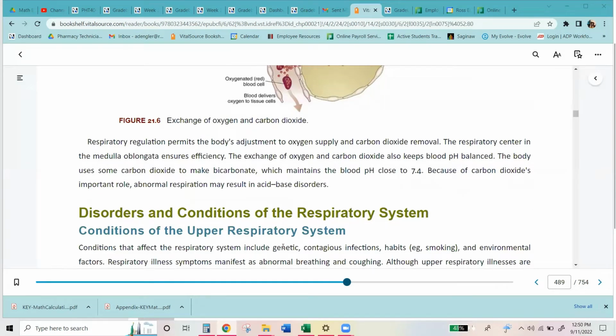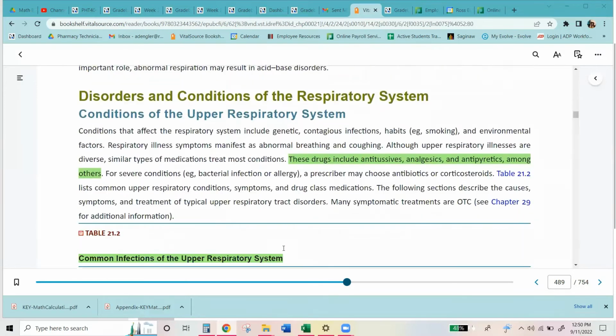The exchange of oxygen and carbon dioxide also keeps the blood pH balance. The body uses some carbon dioxide to make bicarbonate, which maintains the blood pH level close to 7.4. Conditions that affect the respiratory system are genetic or contagious infections. They can come from habits like smoking and environmental factors.